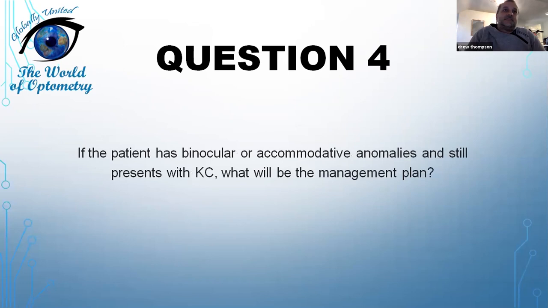If the patient has binocular or accommodative anomalies and still presents with keratoconus, what will be the management plan? Right, well, that depends on the patient, really. You can fit them as you would a normal binocular patient, and then use over spectacles to help with their binocular issues or accommodative issues. The other option would be to fit just one eye and leave the other one to see if they can suppress it.